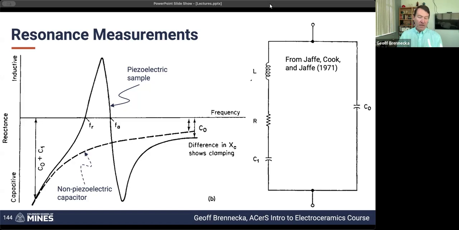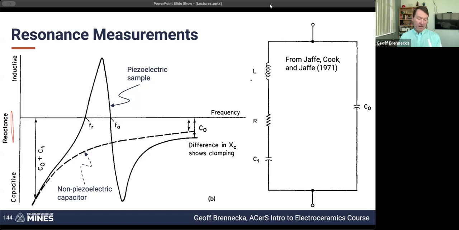So because the material is piezoelectric, you're going to get a coupling between that mechanical resonance and the electrical response. And in this case, this figure is from Jaffe. They're plotting it as reactance. On the next slide, you'll see it plotted as impedance, which is a little bit more common these days.